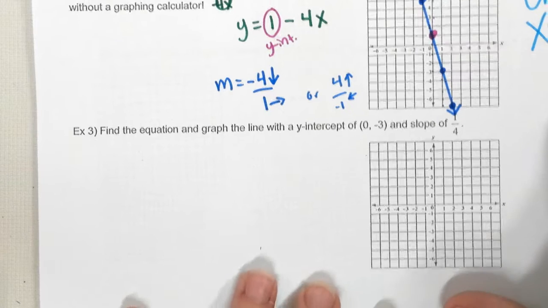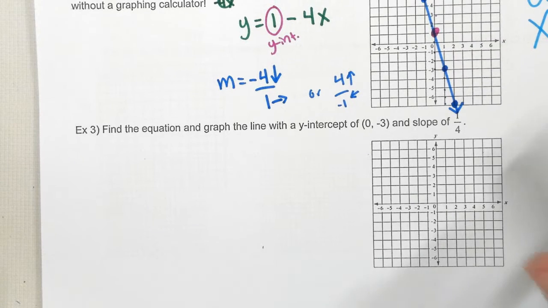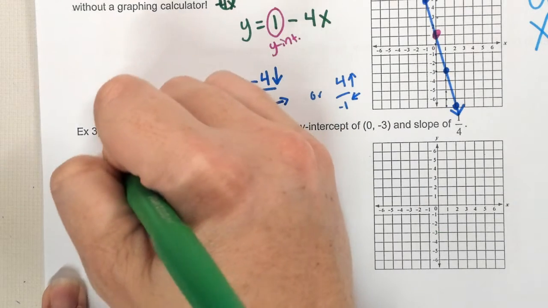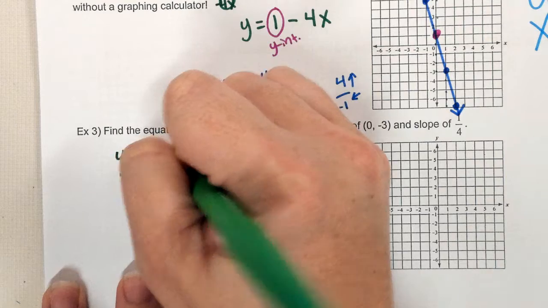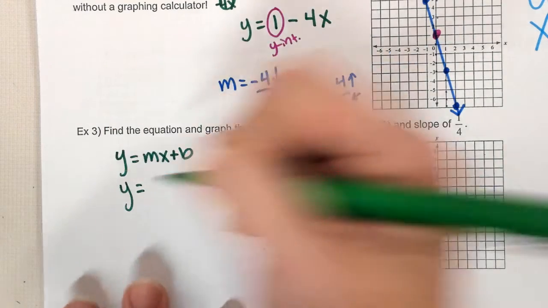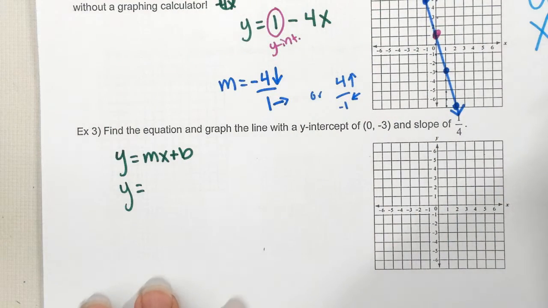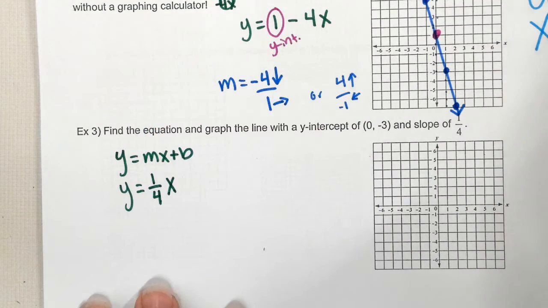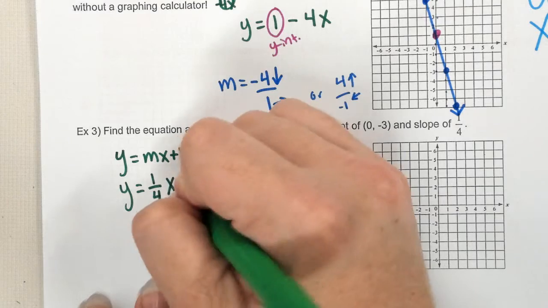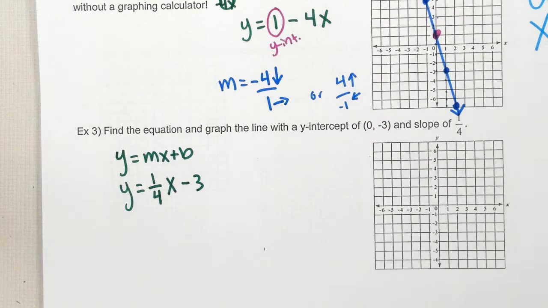Okay, this last one, it gives me my y-intercept and it gives me my slope, but not in an equation. But it does tell me to find my equation. So I know slope-intercept is y equals mx plus b. So what is m? What's my slope? Your slope is 1 over 4. X always comes after slope. And what's my y-intercept? -3. Minus 3, negative 3, same thing, yes.